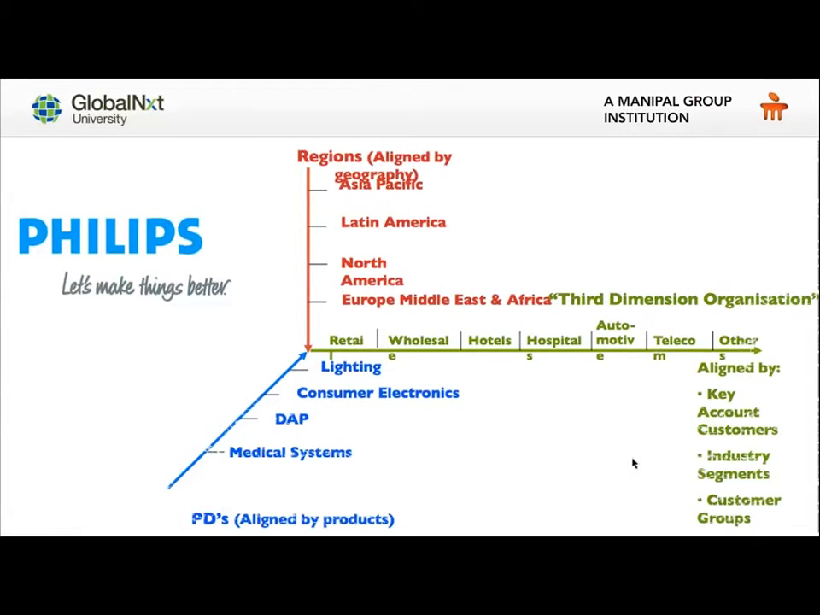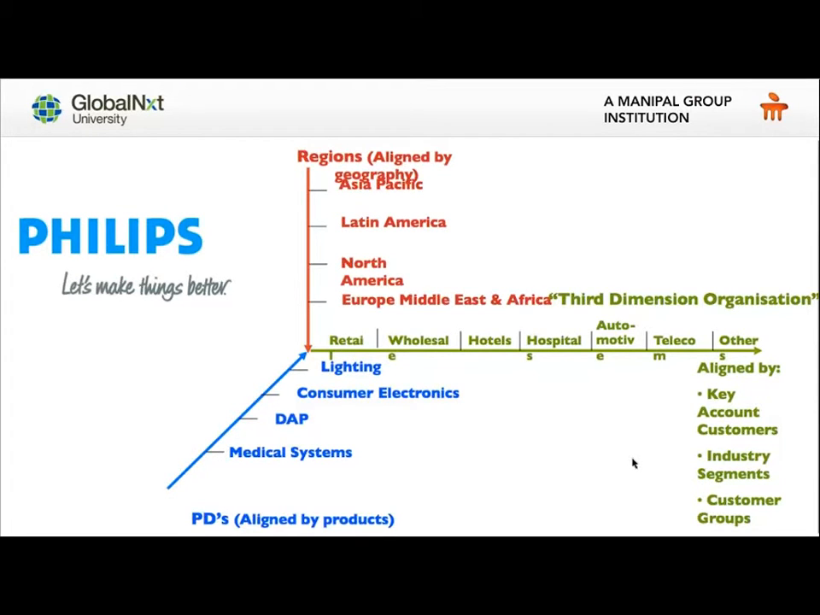So if you look at the structure of Philips now, this is probably similar to some other organizations, but basically they have three dimensions. One is their product dimension. So they have their lighting, they have their consumer products, they have their medical systems. This is a product categorization. Then they have their regional categorization. This is where they split it by geography. So they have their Asia Pacific, they have their Latin America, they have their Europe and Africa. So that's the second dimension.